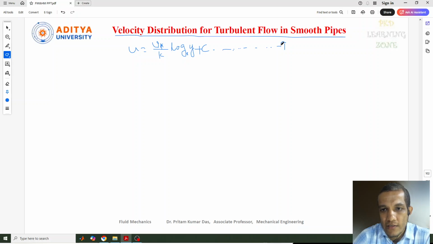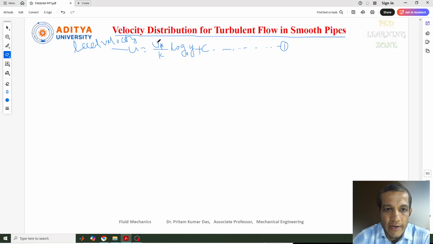This is the equation we got previously from the derivation of the velocity distribution for turbulent flow. That equation is going to be used in the smooth pipe, then we'll discuss the rough pipe also. Now we know where this equation is applicable. So this u is the local velocity.